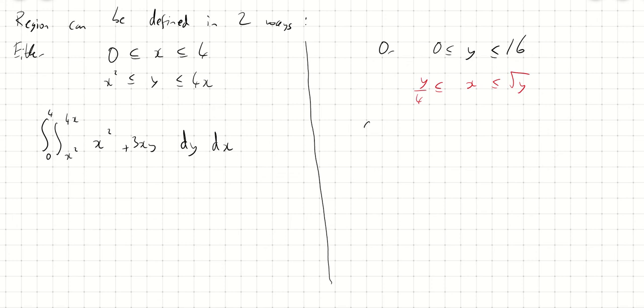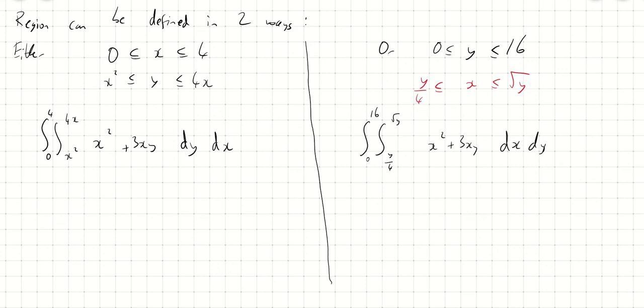If we do it the other way around, then rather than a dy dx integral, it's going to be a dx dy integral. Remember, the inner integral is the one we integrate first, so we're going to integrate with respect to x first. Well, x is between y over 4 and root y, and y is between 0 and 16. So these are the possibilities for our integration. As I said, they both give the same answer.